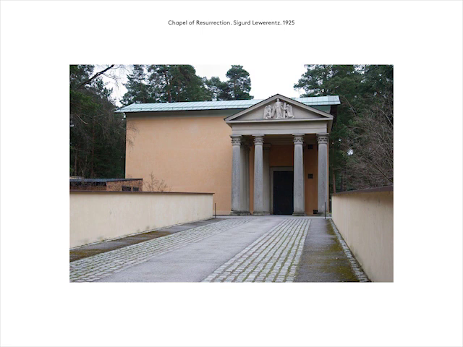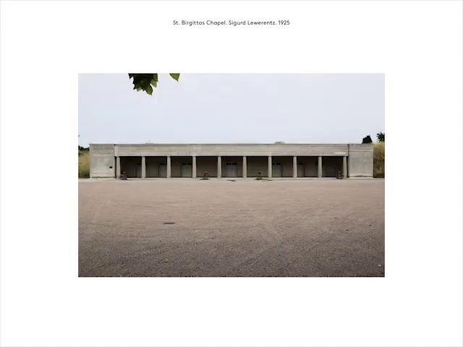This is the Chapel of Resurrection from 1925 by Lewerentz. And what I really like here is the way he handled the clash between the more classicistic monumental entrance porch, very decorated with a temple motif, and then the chapel itself, this extremely strict ascetic volume. And we saw from the previous lecture, I think, an image from the inside that is extremely beautiful.